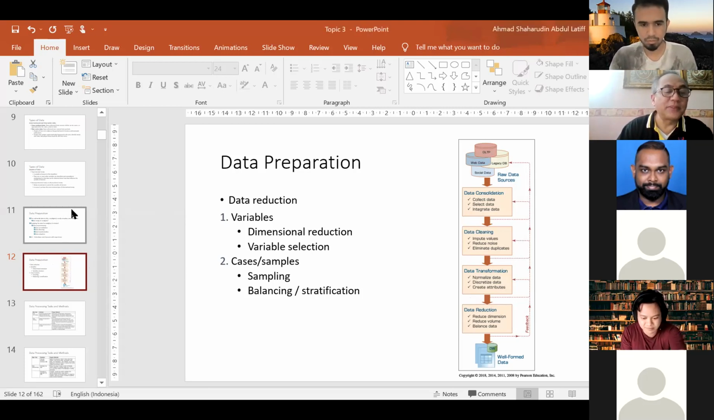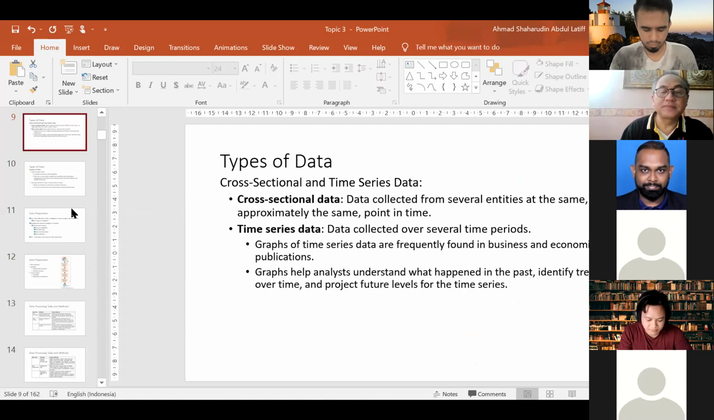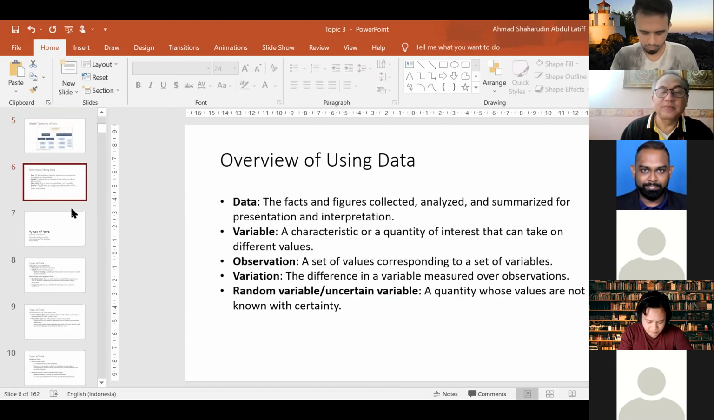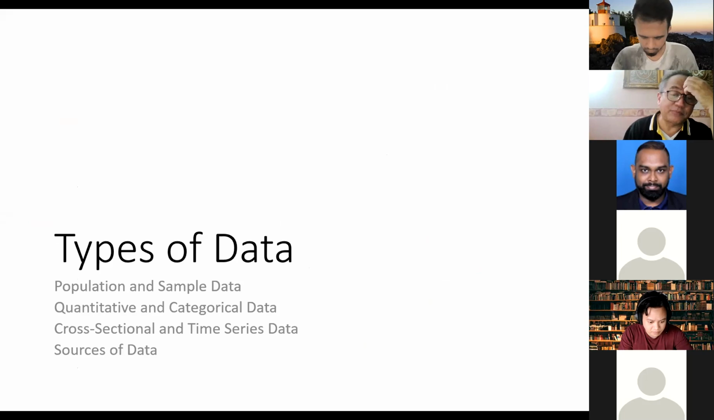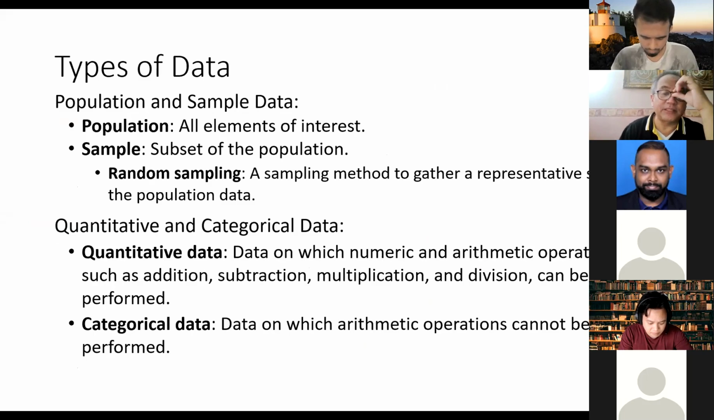We look into this topic. Okay, we have done with the nature of data. Now we move into types of data. What are the types of data that we have? We have population and sample data. When we want to do any analytics, we look at the population. Population is all elements of interest, and then we pick up some sample. There are several methods of sampling. Samples are a subset of the population.